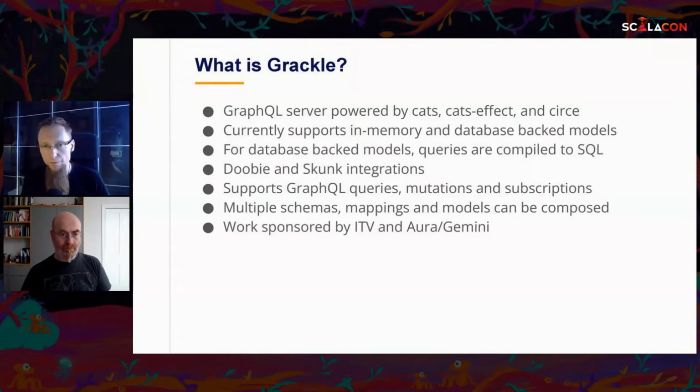Grackle supports GraphQL operations that are defined in the schema. So queries, mutations, and subscriptions. Mutations are available for all mappings. Subscriptions are currently available for in-memory mapping and for Skunk mapping. There's also the possibility to compose multiple schemas, mappings, and models, which means that we can serve in-memory data together with SQL database data in one GraphQL API.